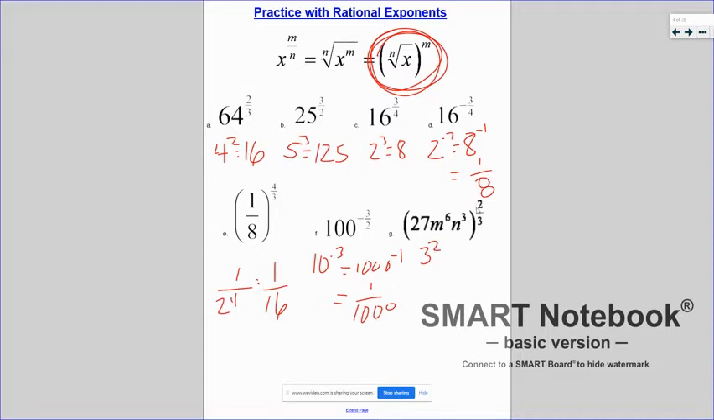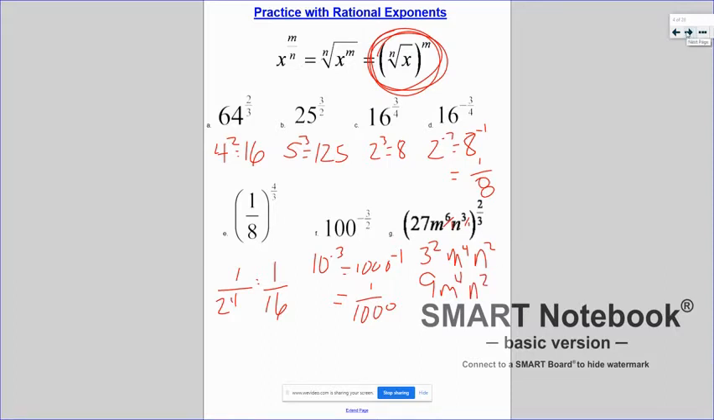M to the 6th to the 2/3, we're going to multiply these exponents. Remember, this is the same as 6/1 and 3/1. So I get m to the 12 over 3, which is 4, and n to the 6 over 3. So I end up with n to the second. And then, of course, we wouldn't leave something with 3 squared. We would call that 9. So my final answer would be 9m to the fourth, n to the second.